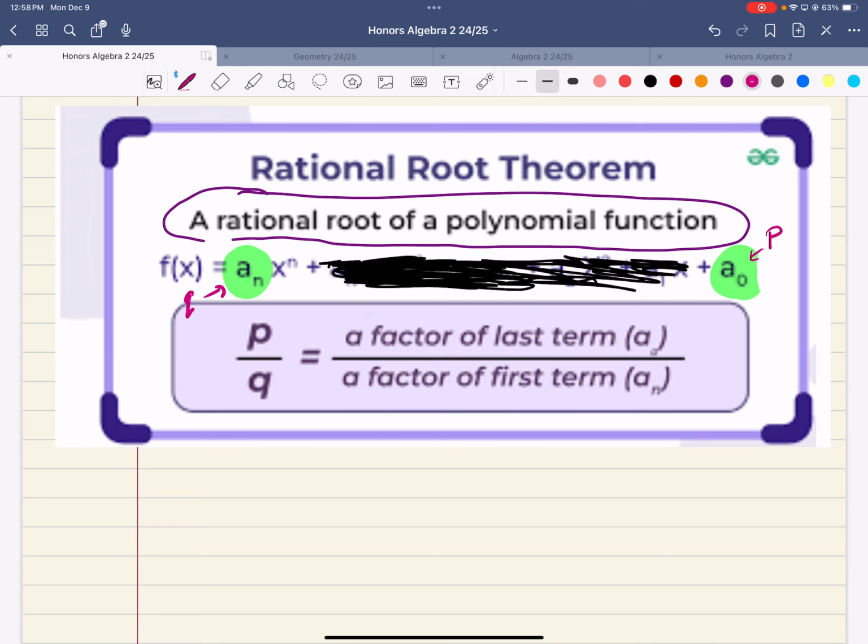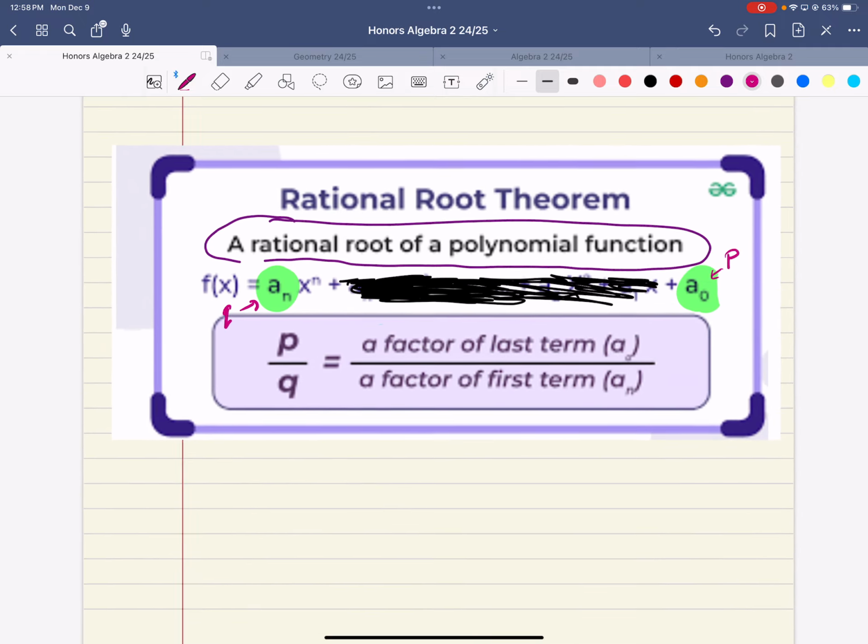The rational root theorem says that if we take P and divide it by Q, one of those could possibly be one of your factors, essentially. Will they be? Probably today, yeah. Do they have to be? No. But the chances are pretty good that one of them is going to work, especially with what we're doing. So it's that P over Q value. It's the factor of the last term over the factor of the first term.